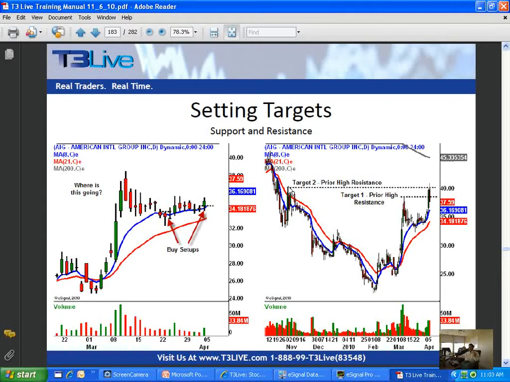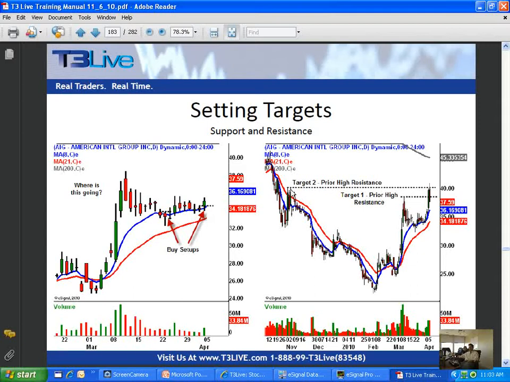We can also see up here where these tails were is obviously another area of resistance, as this is where the stock had rallied into previously and then sold off. So we're going to call that target 2, prior high resistance. So in this particular example, we are using prior historical information to make decisions about future price movement.